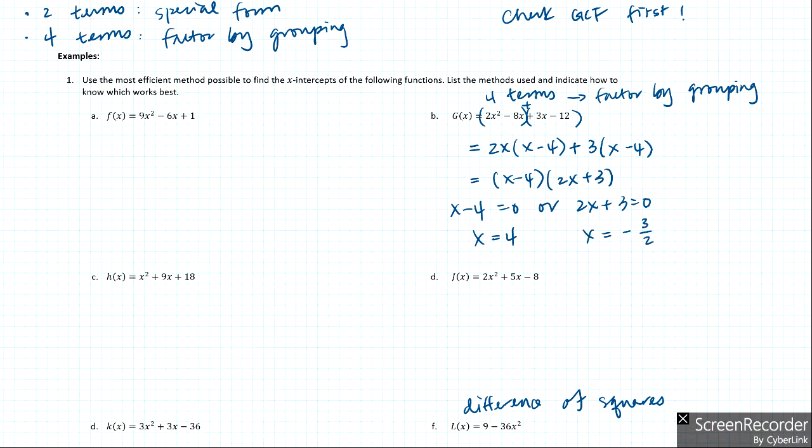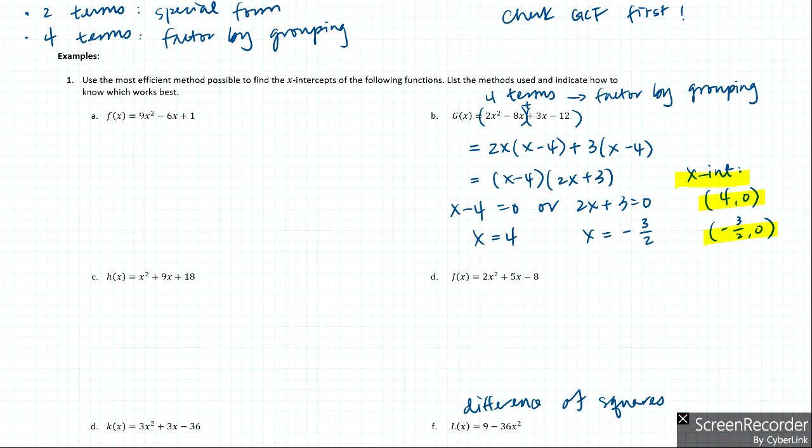Take your time to solve the equation. We have done it a bunch of times, so I'm just speeding up the process and listing out the answers right away. And these are the two x coordinates of the x-intercepts. So we have (4, 0) and (negative 3 over 2, 0) being our answers for x-intercepts. And this is with 4 terms.